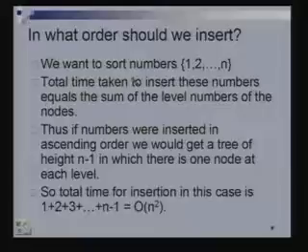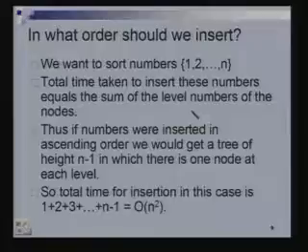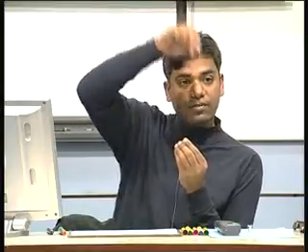The total time taken to insert these numbers is equal to the sum of the levels at which the nodes will come up, right? Because when I insert a particular number, I come down the tree and insert it at a particular place. So the number of levels I traverse, or the number of comparisons I do before I am able to insert it, is exactly equal to its level. Either level, or level plus 1 or level minus 1, but you can think of it as the level for now.